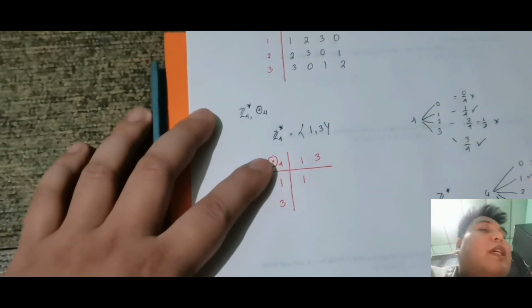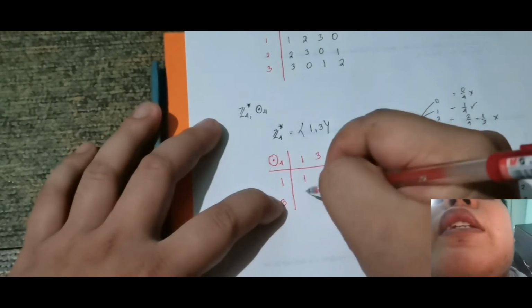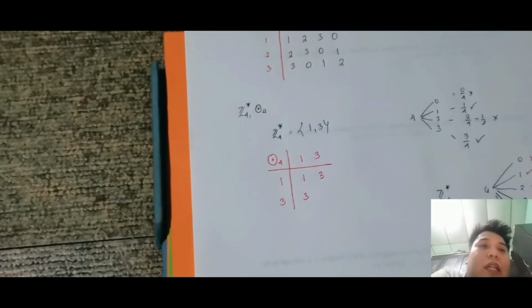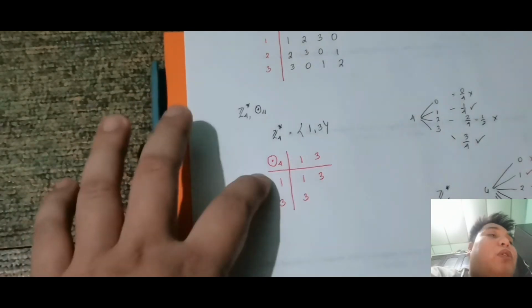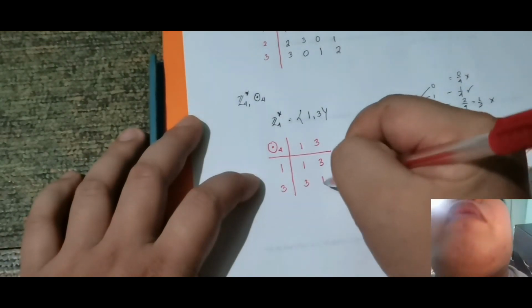Since it is still lower than the end, that is also 3. 3 times 1 modulo 4, that is still 3, because 3 times 1 is 3, modulo 4, 3 pa rin. 3 times 3 modulo 4, what is 3 times 3? 3 times 3, that is 9. Modulo 4, so 9 divided by 4, that is 2, remainder 1. So this is simply 1.